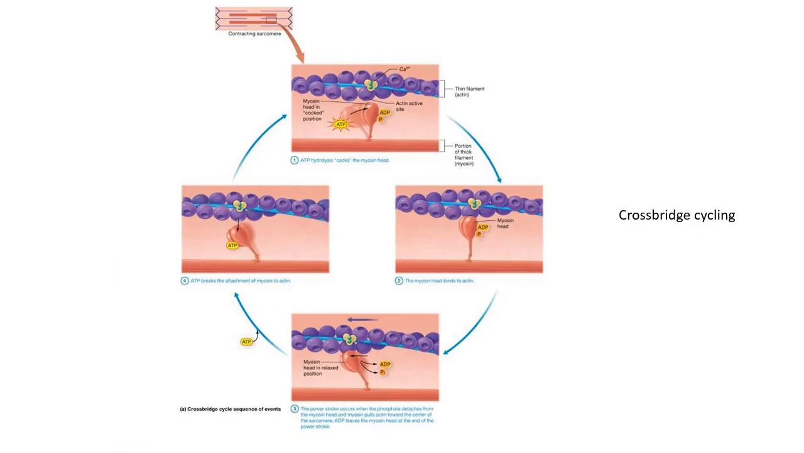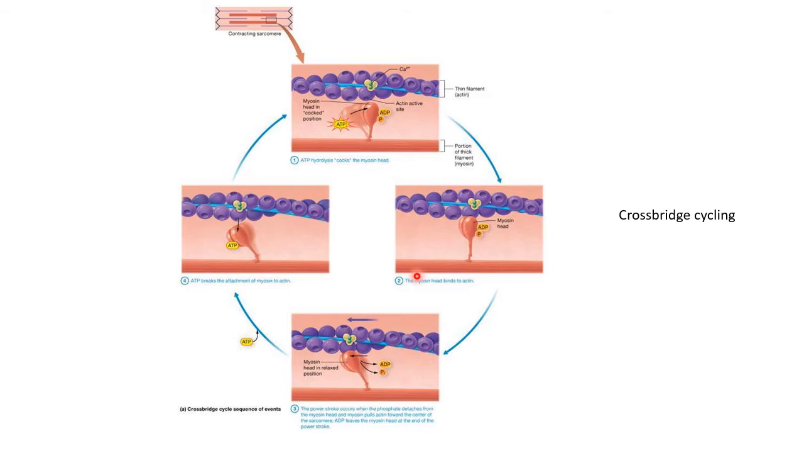Then you would have the contraction phase of muscle contraction, in which calcium binds to troponin. That makes troponin let go of tropomyosin, and tropomyosin is going to slide away from the actin active sites. So now you have those active sites exposed. Then the myosin head will grab an actin active site, and you'll begin crossbridge cycling.